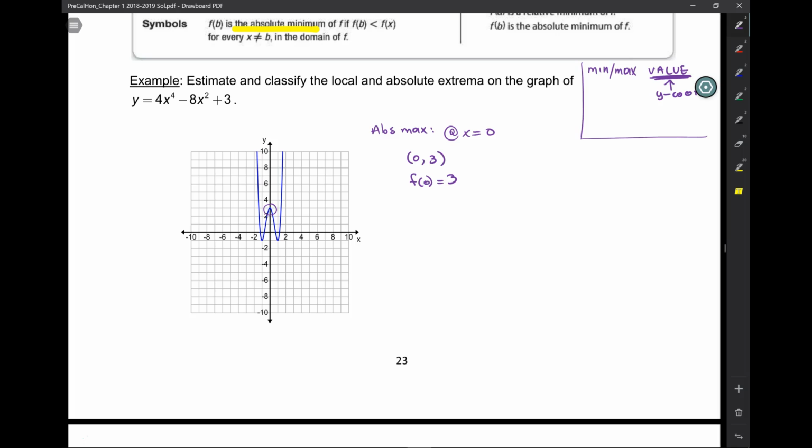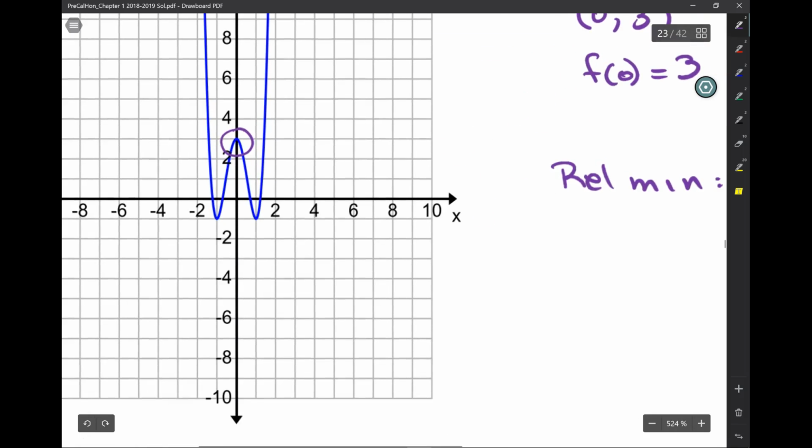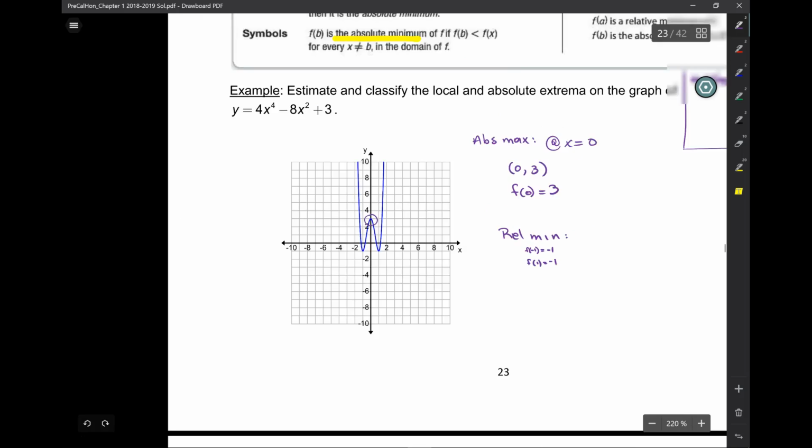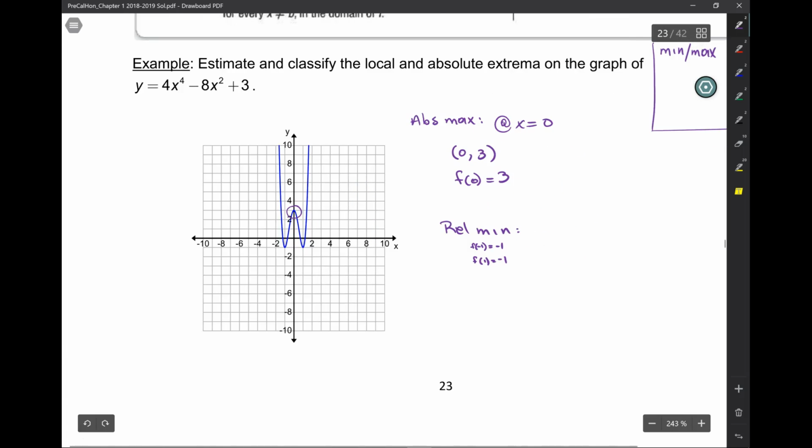So where are the minimums? Okay, so there is a relative min. Where are these relative mins? It looks like it's (-1, -1) and (1, -1). Okay, questions? Yes, Elliot. Is it relative because there are two of them? Correct.